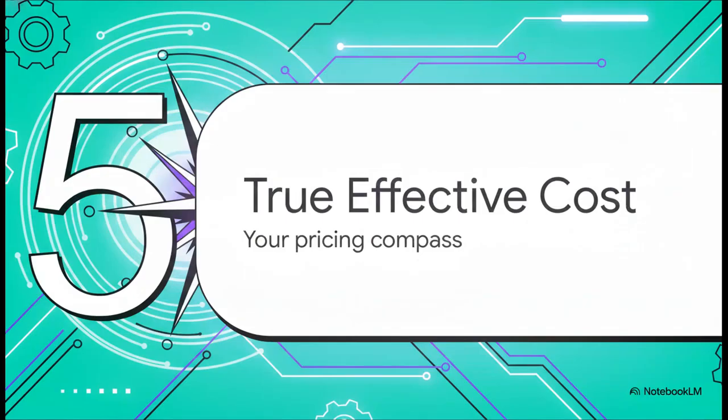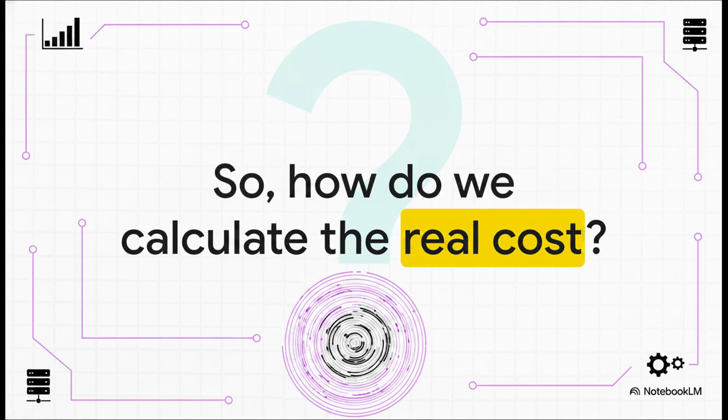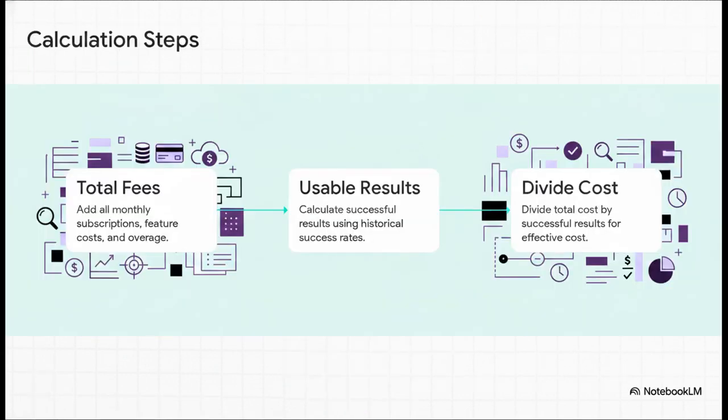Section 5, Calculating True Effective Cost. Let's give you the ultimate compass to navigate API pricing. So after everything we've looked at today, the success rates, the hidden credit multipliers, the infrastructure choices, the big question remains: how do we actually calculate the real cost? It breaks down into 3 highly logical steps.